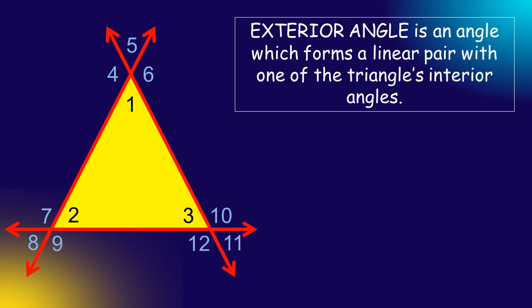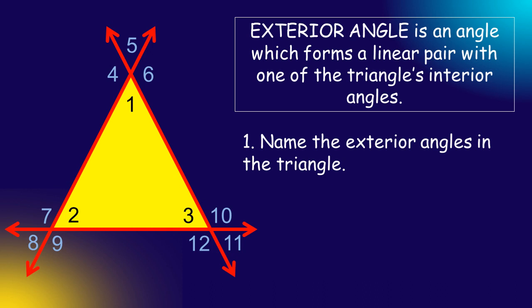Exterior angle is an angle which forms a linear pair with one of the triangle's interior angles. Oh, so that is the definition of exterior angle. So meaning to say, it will form a straight line with one of the interior angles. Okay, so hindi pala lahat ng nasa labas na angles ng triangle ay matatawag natin na exterior angle. Bakit? Because it will just form a linear pair with one of the interior angles.